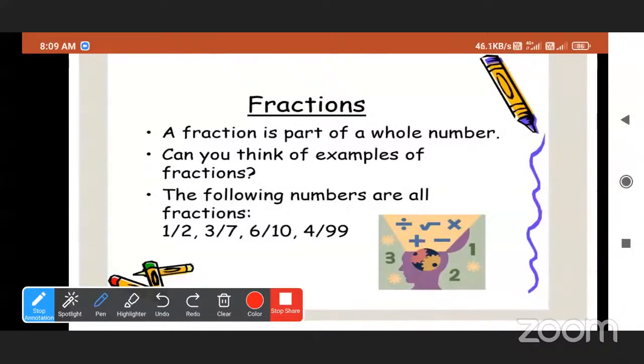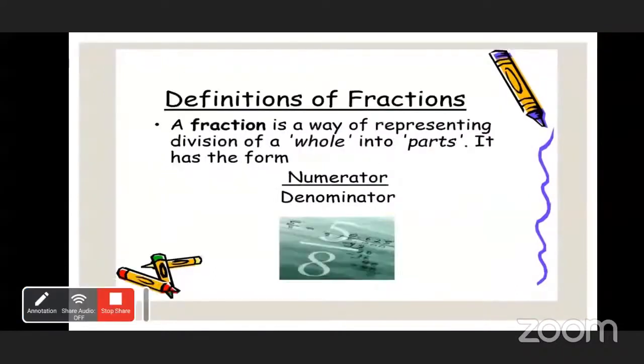The following numbers are fractions: 1 upon 2, 3 upon 7, 6 upon 10, 4 upon 99. Very good. These are the examples of fractions. Here is the definition of fraction.